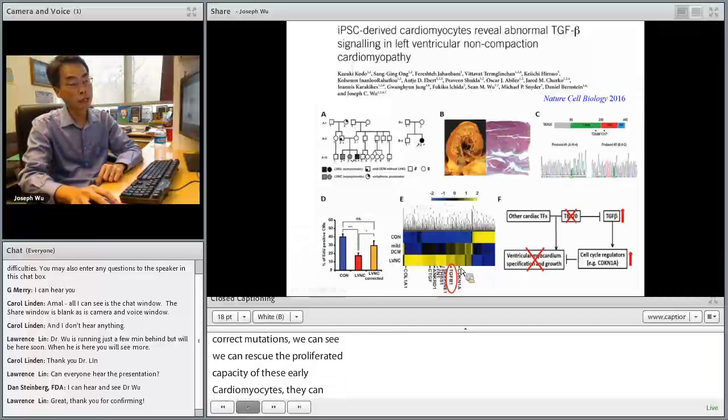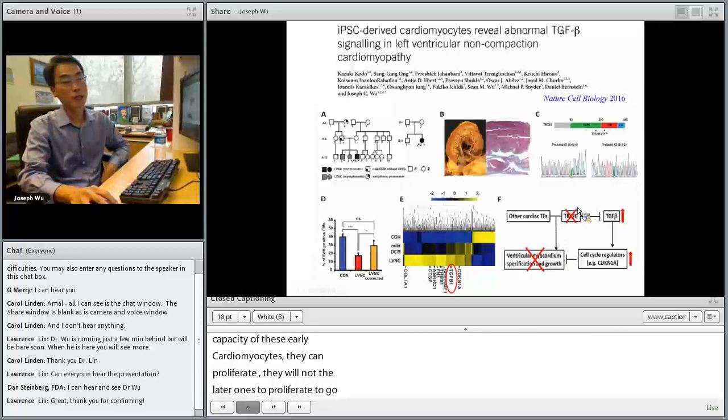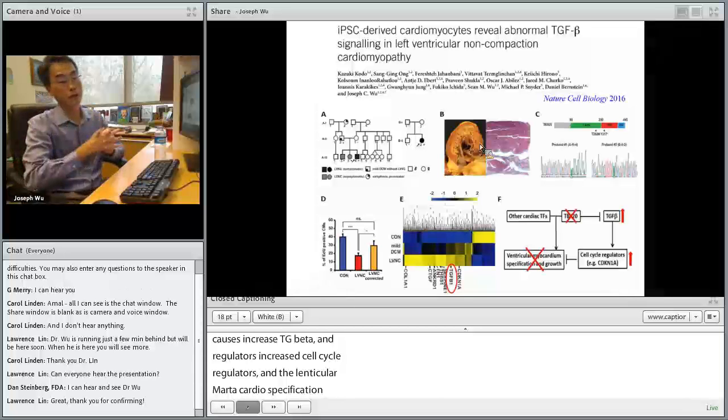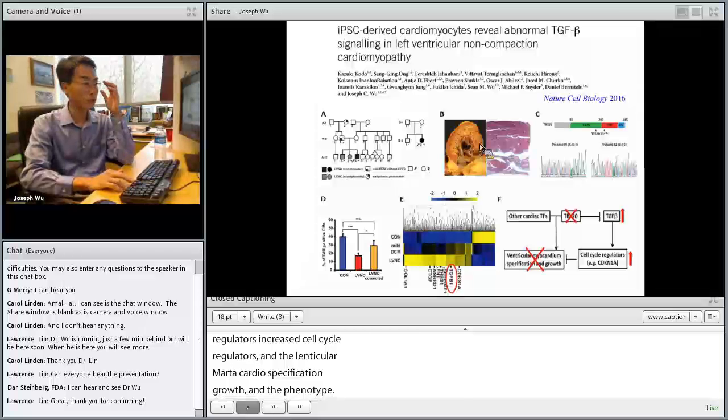When we did the RNA sequencing, we found that TGF-beta is overly expressed in these LV non-compaction cardiomyocytes. So for this particular family, what we think is happening is that the TBX20 mutation causes increased TGF-beta. Increased TGF-beta causes increased cell cycle regulators. Increased cell cycle regulators impair ventricular myocardial specification and growth, and in the end cause the hypertrabeculation and the non-compaction phenotype. So this is also, in our opinion, very satisfying for the family, for them to understand how this particular mutation causes the phenotype.